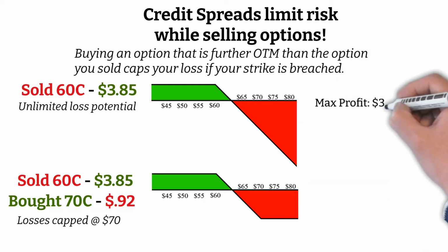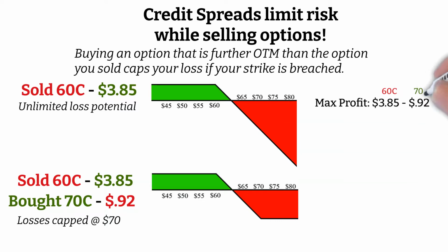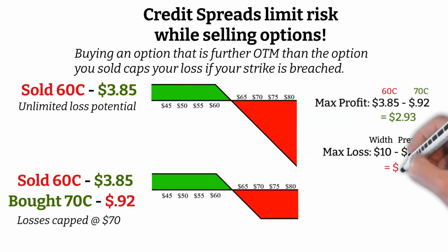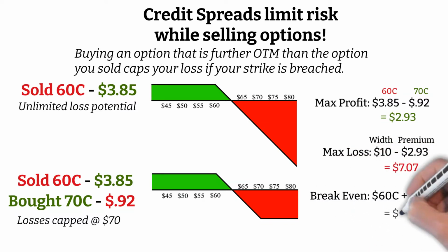To calculate your max profit, you would subtract the premium you paid for buying the $70 call from the premium received for the $60 call. This would leave you with a maximum profit potential of $2.93. Your max loss would be calculated by subtracting the premium you received from the width of the strikes. $10 minus $2.93, so your maximum loss would be $7.07, and your break even is $62.93.